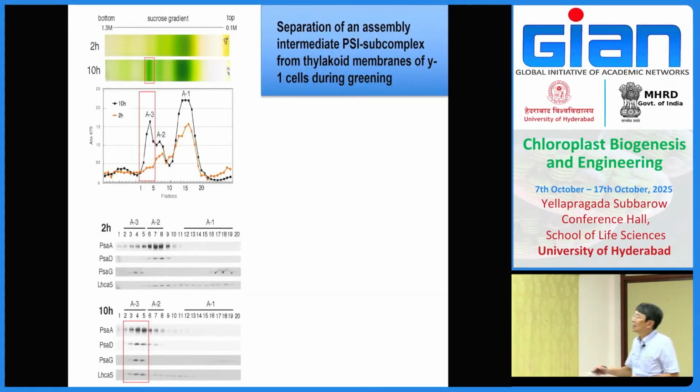This is the same as the greening experiment, right? PS1 first accumulates in the A2 band. So this independent experiment leads us to the same conclusion. So probably this data can be reliable.